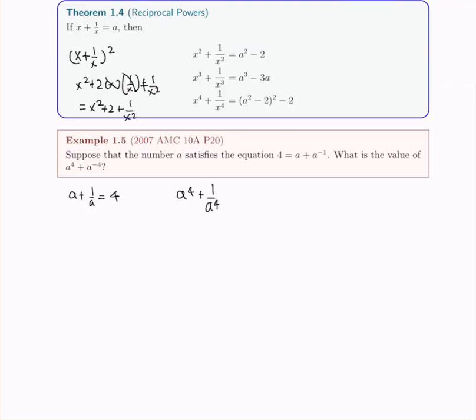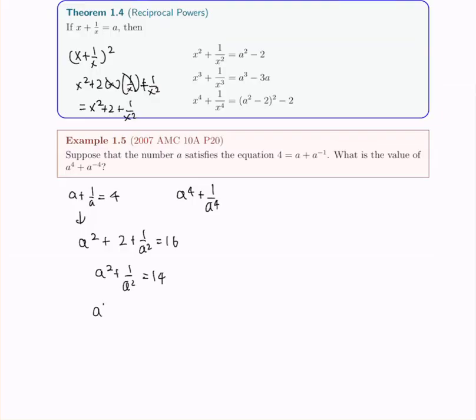Okay, so what can we do here? Well, let's square this. It gives us a squared plus 2 plus 1 over a squared is equal to 16, which when rearranging gives a squared plus 1 over a squared is equal to 14. This was motivated once again because a and 1 over a cancel.